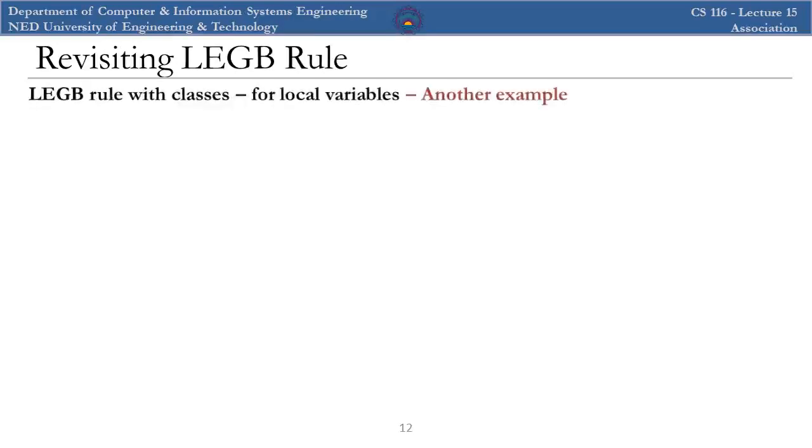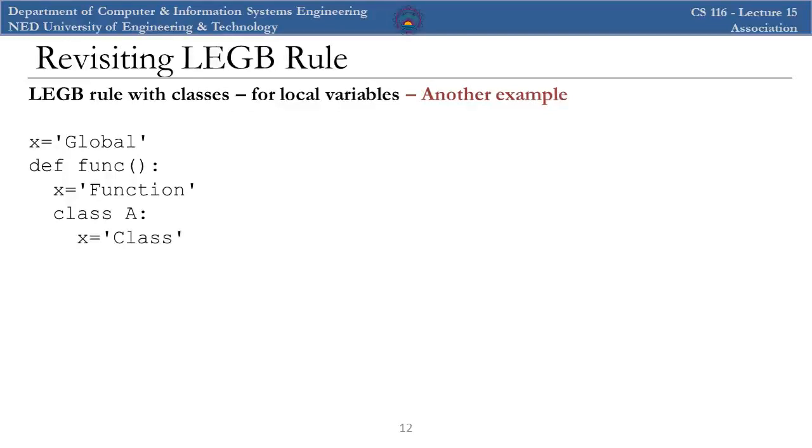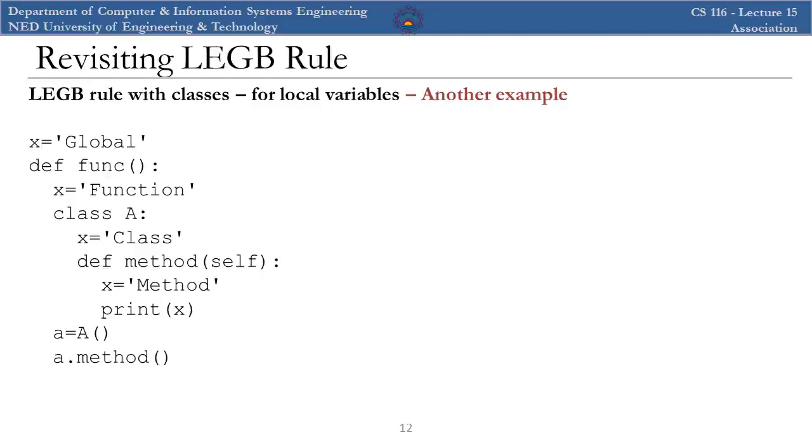Okay, let's see another example. In this example, I'm defining a global variable x and assigning it the string global. Then I am defining a function known as func, and in the function's local namespace I am defining x again and assigning it the value function. Now within this function I am defining this class A, and this is a class variable, and I'm assigning it the value class, and here is a method in this class. In this method I'm again assigning a local variable x, with the value method, and then I'm printing this value x, right? So let's instantiate an object of this class A within this function and call this method, and then I'm calling this function from the main program.